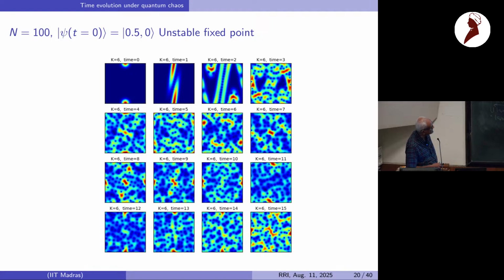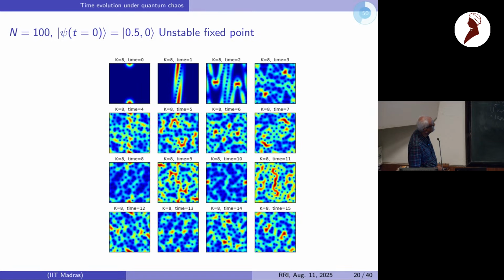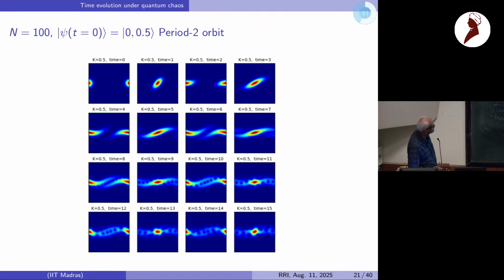You may see something like this, you will see these lines, but not from here. So if there's any classical quantum correspondence, it will break down at this time. Afterwards, it's looking like random waves of some kind. Okay, so that's more of that. 8, it's fully chaotic.